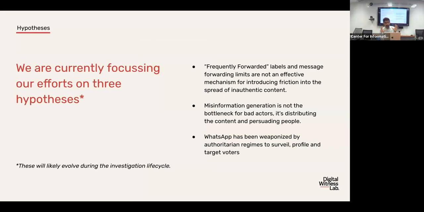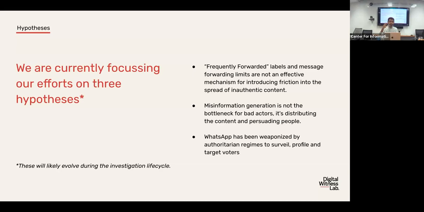These are the three hypotheses that we're loosely focusing on as we do the data collection. The first one is related to, as I mentioned earlier, these frequently forwarded labels and ways of limiting the spread of content on the platform. It's kind of nonsense, really. The way in which they determine when something is frequently forwarded is that the client increments a forward count attribute on a message. Because messages are end-to-end encrypted, there's no centralized system where these counts are being measured.